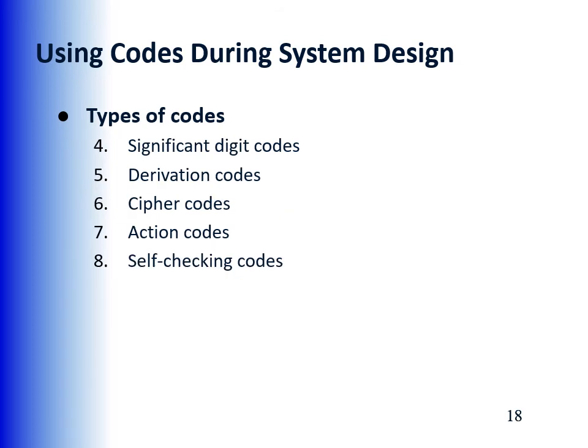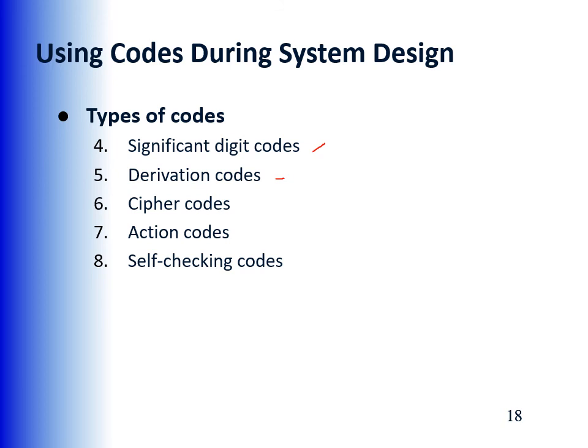We have other types of codes here, which are significant digit codes, which are codes that distinguish items by using a series of subgroups of digits. For example, a phone number. Malaysia has the country code 60 in front of the phone number. That's the significant code. Derivation code combines data from different item attributes or characteristics to build the code.